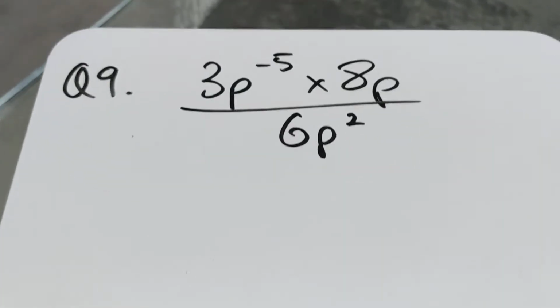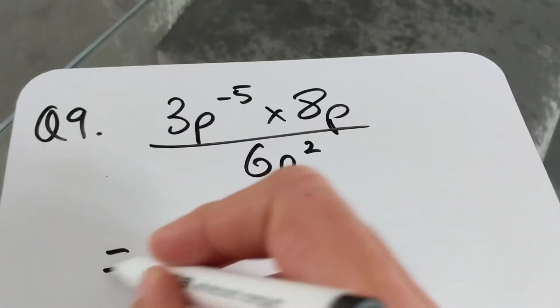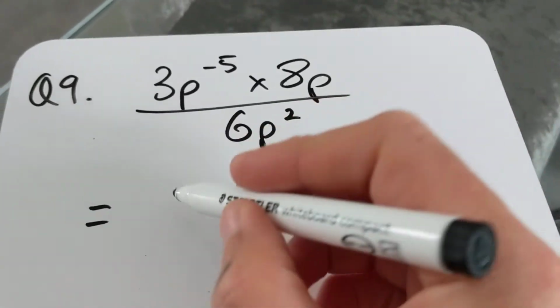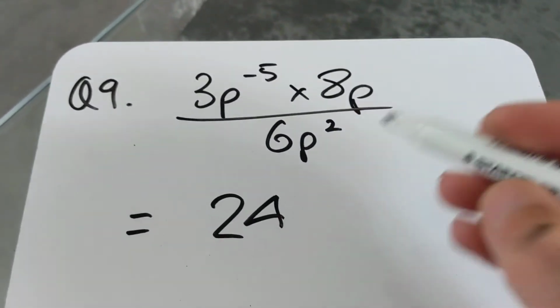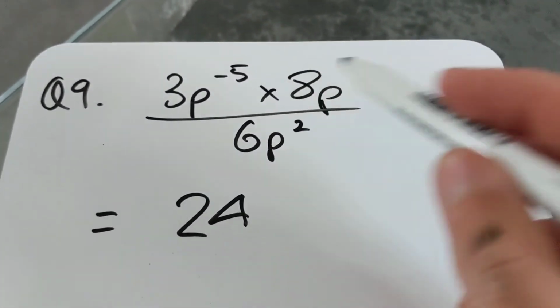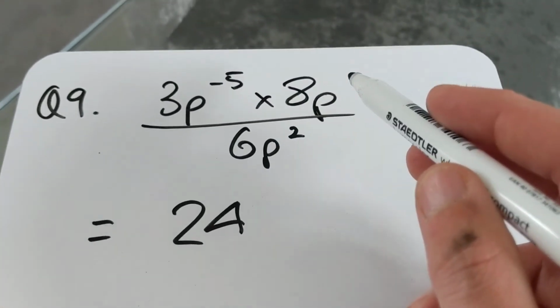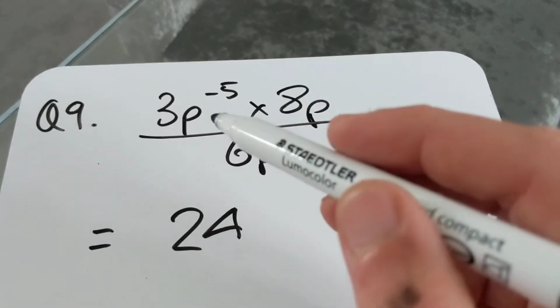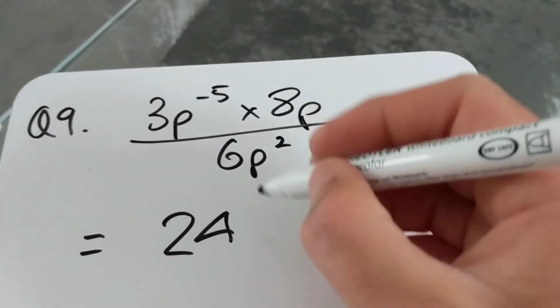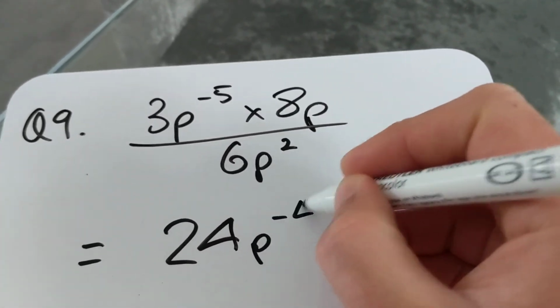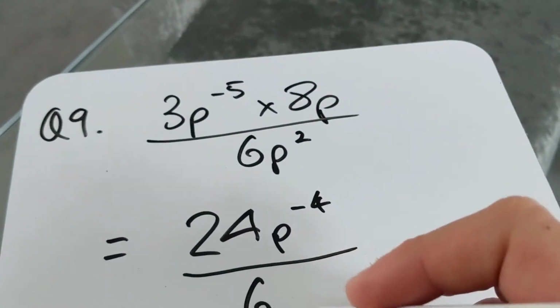Okay, we find this one tricky. First off, top line, 3 times 8 is 24. When you're timesing powers, the powers add. P to the power minus 5 times p to the power 1. No number there, so that means it's 1. You add the powers, minus 5 plus 1 is minus 4. So it's 24p to the minus 4 over 6p squared.